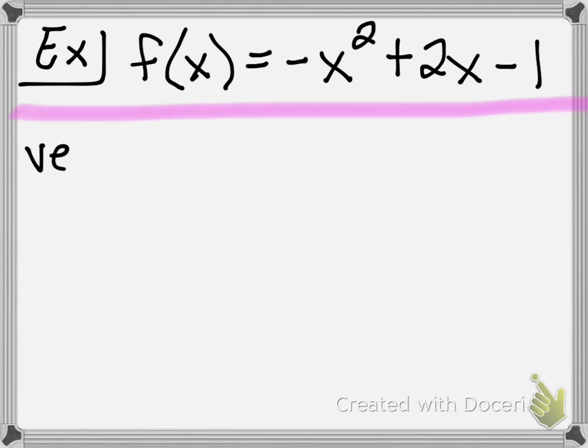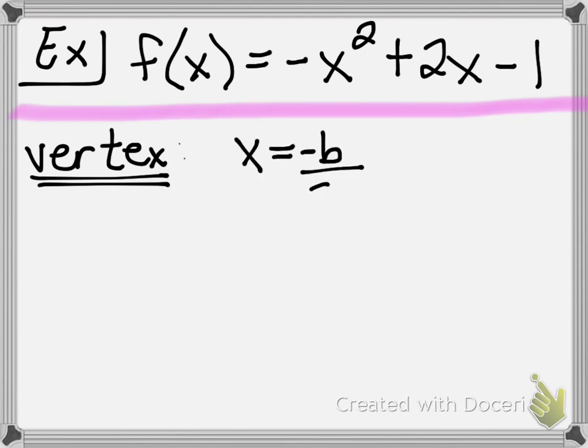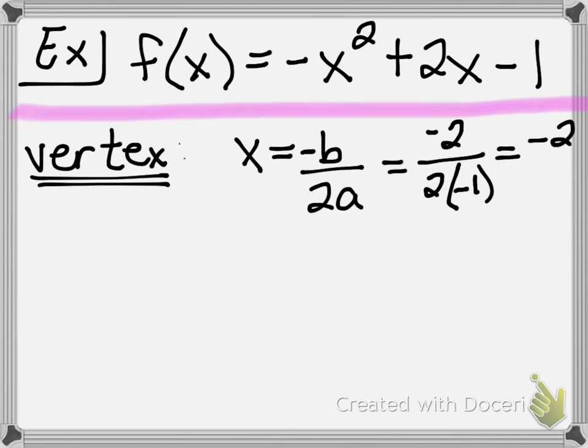So, our vertex. Think back to how we find our vertex. To find the x value of that, we take opposite b divided by 2a. Just substitute the values and simplify. B value is 2, so we take the opposite of that. Divide it by 2 times a, which is negative 1. And we simplify. So our x value of our vertex is 1.